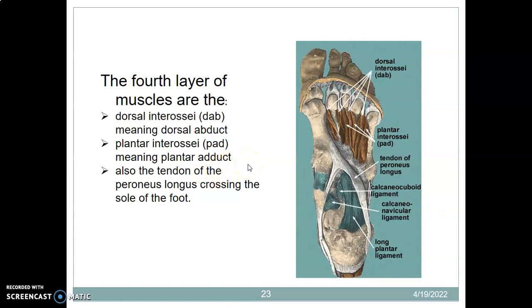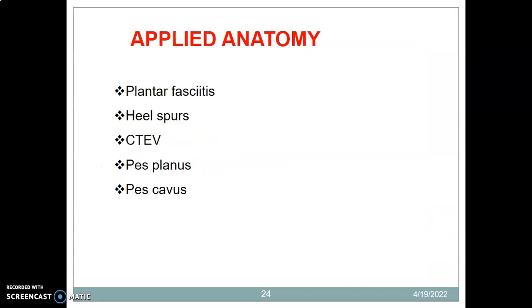Let's finalize the series on the foot. So we go to the applied anatomy. We have what we call plantar fasciitis. As you can see, itis means inflammation. So plantar fasciitis is inflammation of the plantar fascia, the plantar aponeurosis, and it's usually characterized by pain.